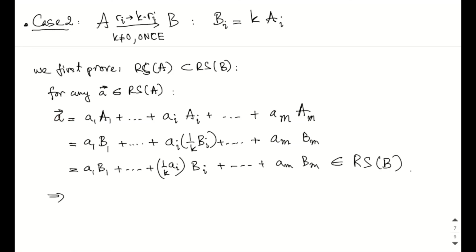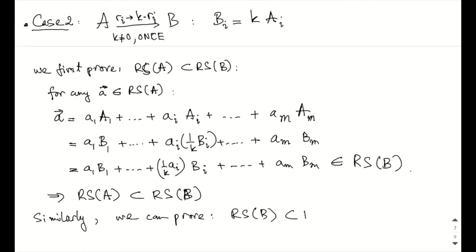And so this implies that row space of A sits inside row space of B, because any element of row space of A ends up being in row space of B. Similarly, if you reverse the process, you are going to be able to write a proper proof for row space of B sits inside row space of A.